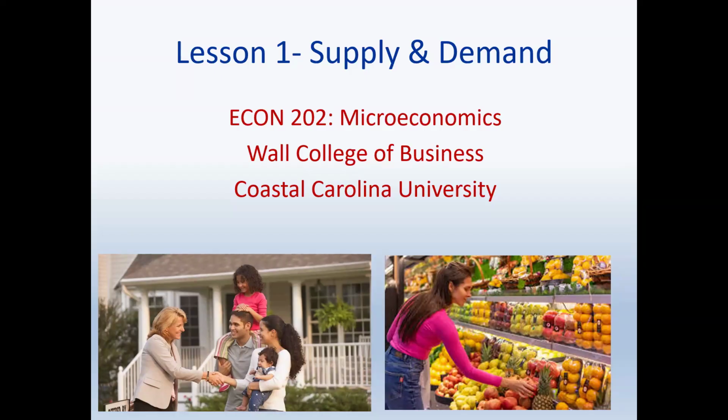This is lesson one for Econ 202, Microeconomics, and we're going to talk about supply and demand, the two driving forces in any market. At the bottom left, we see a picture of a realtor working with clients. The real estate market is one of the most interesting markets to study because it takes a long time to sell and buy houses, and this market sometimes moves slowly. At the bottom right, we see a woman buying vegetables and fruits. These are perishable goods, and these markets tend to adjust rather quickly.